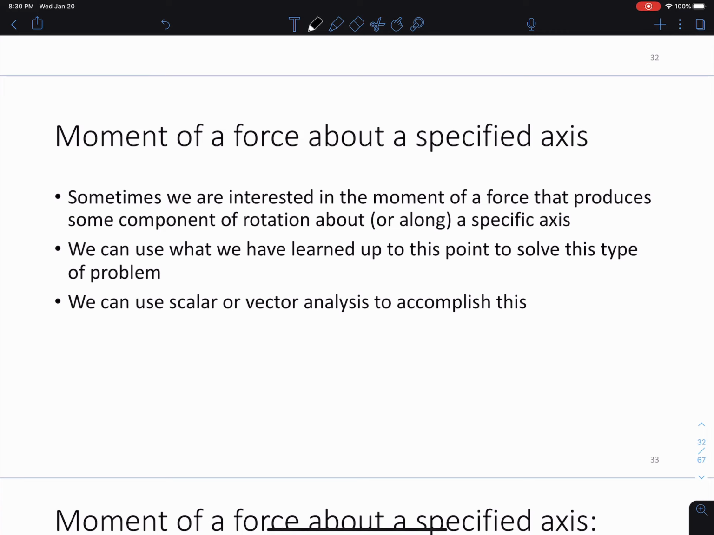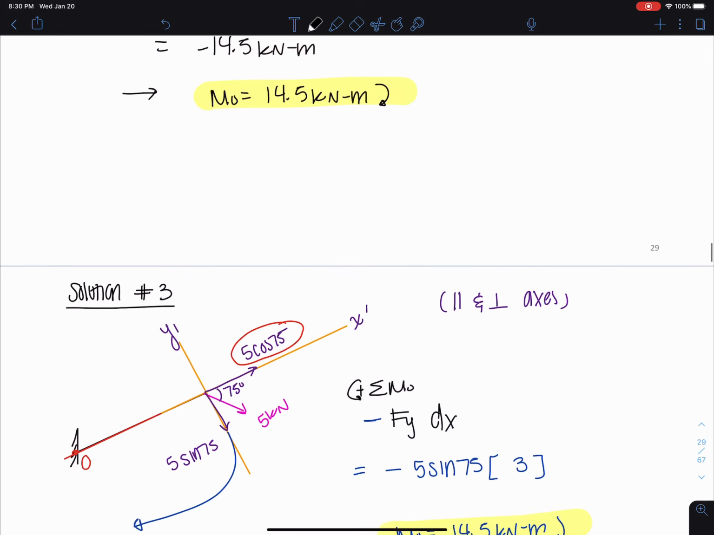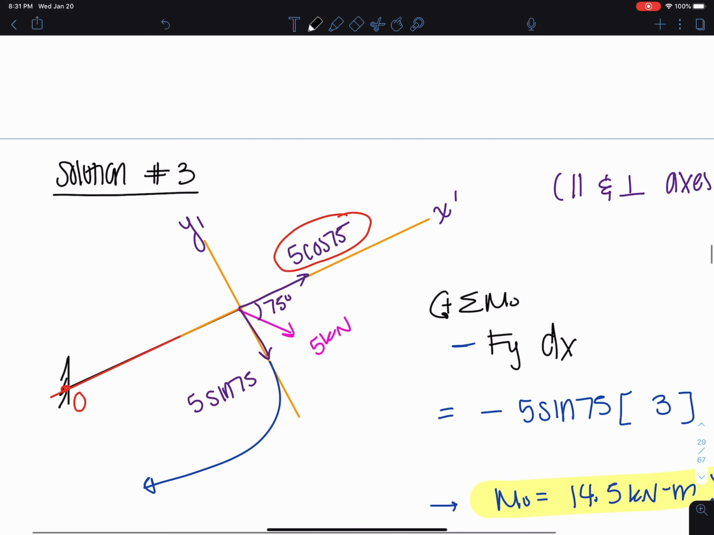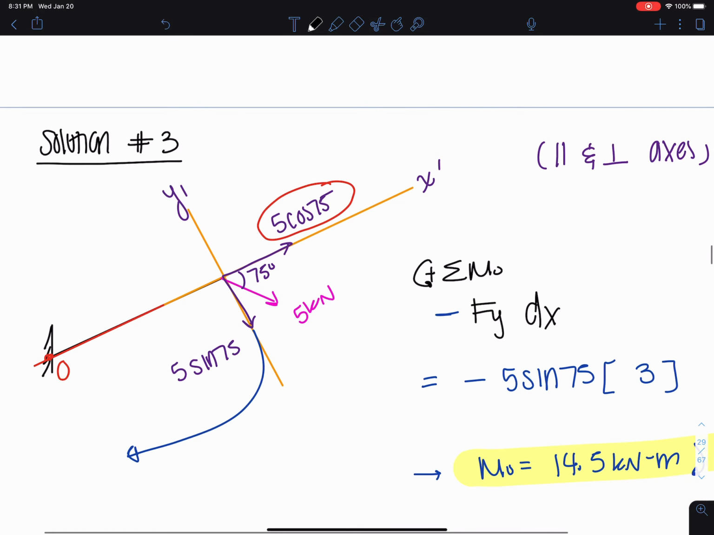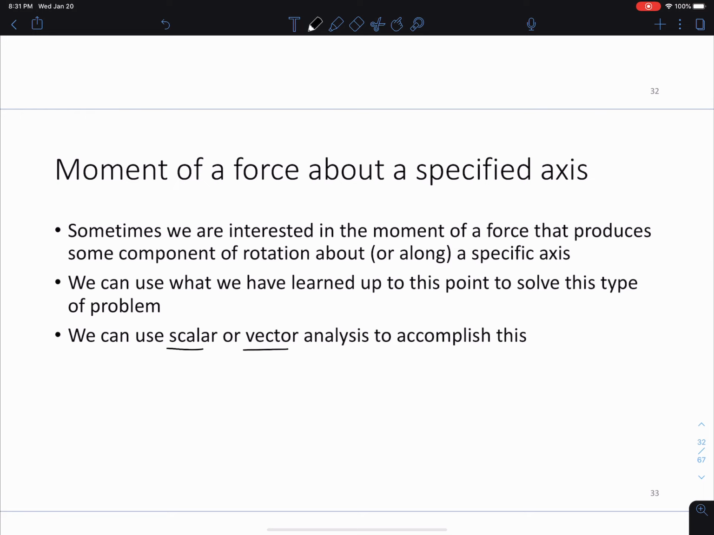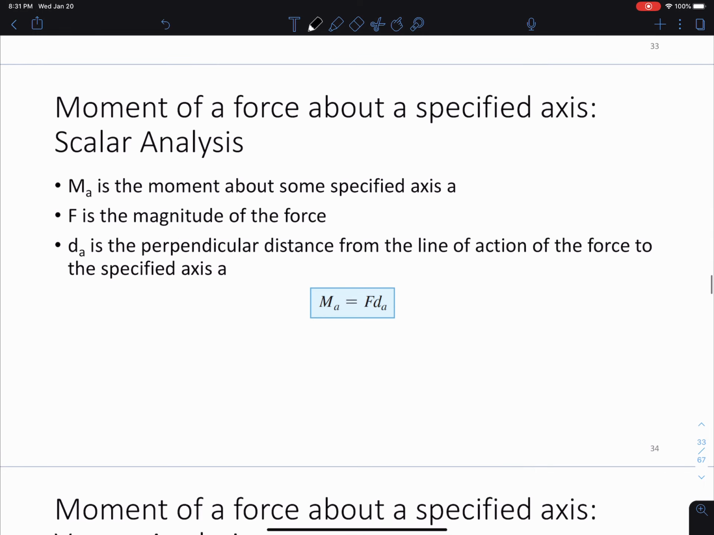And we kind of got a preview of that. This is why I showed you these 3 different types of solutions here. We actually were able to put these forces along 2 different axes, which were in line with the member in solution number 3 here. And so we're kind of talking about something similar here. We're going to use what we learned up to this point to solve this type of problem. And again, we can use either scalar or vector analyses for these problems.